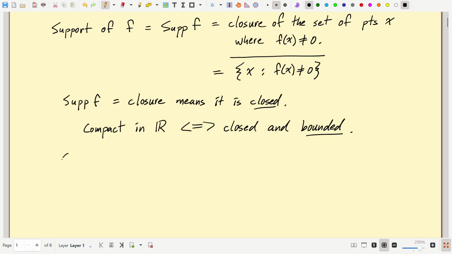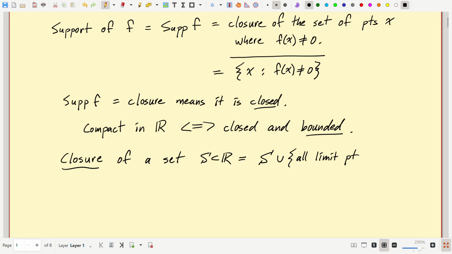If you haven't seen these facts about topology before, the closure of a set S contained in the real line is S together with all its limit points. Okay, that's the closure.